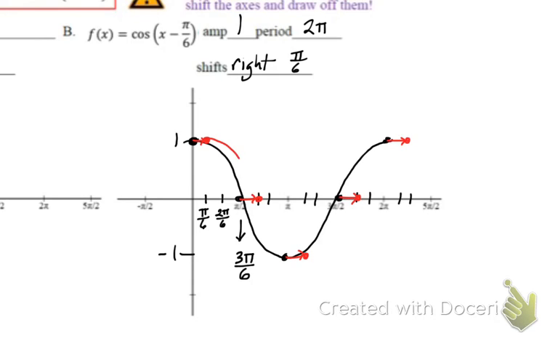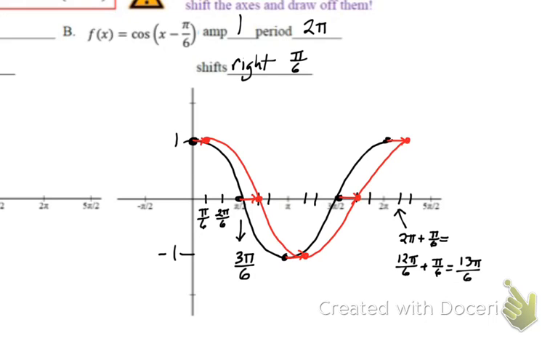And I'm not expecting you to mark every single one of those points, but at least mark the very last one. This guy here, which would just be 2 pi plus pi over 6, which is the same thing as 12 pi over 6 plus pi over 6, which equals 13 pi over 6. So that red one right there is my final. That is my cosine of x minus pi over 6.